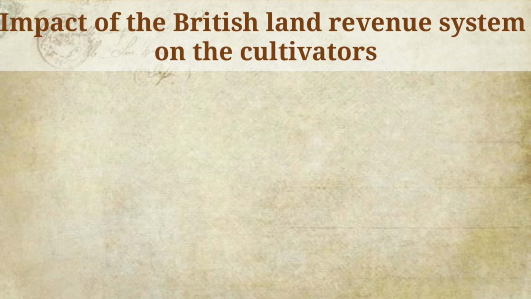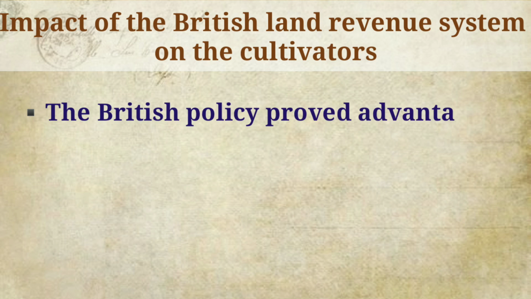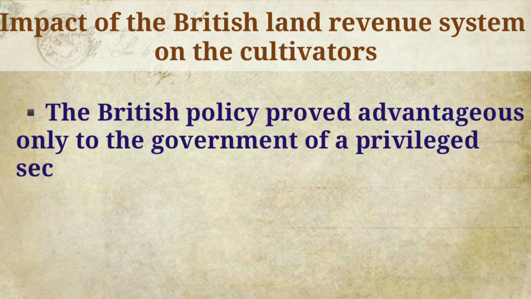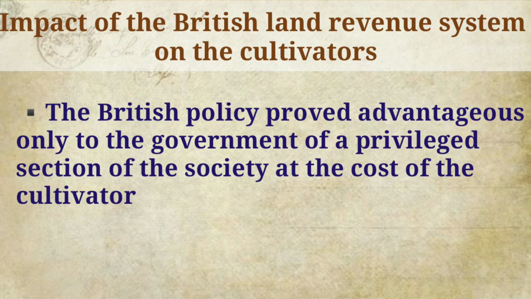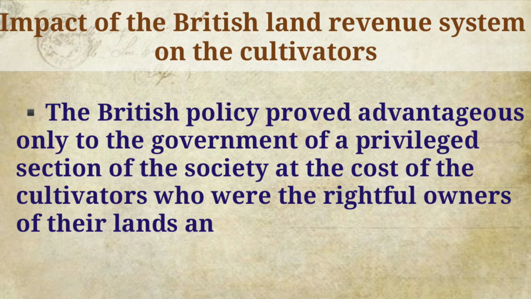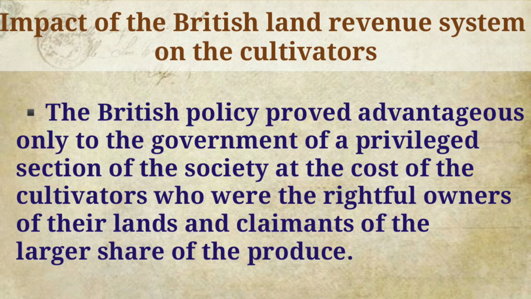Is it clear? Next, the British policy proved advantageous only to the government and a privileged section of the society at the cost of the cultivators who were the rightful owners of their lands and claimants of a large share of the produce. So children, even if the cultivators were the rightful owners of their lands and had to be given the largest share of their produce, it was not at all advantageous to them. The only people who benefited were the British government and a few privileged sections of the society. So children, did you understand about the impact of the British land revenue system on the cultivators?